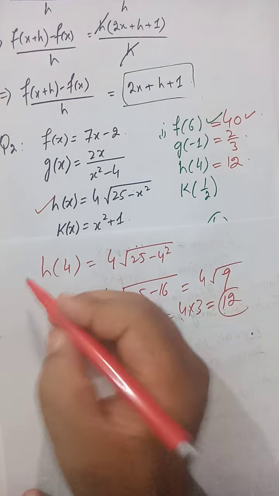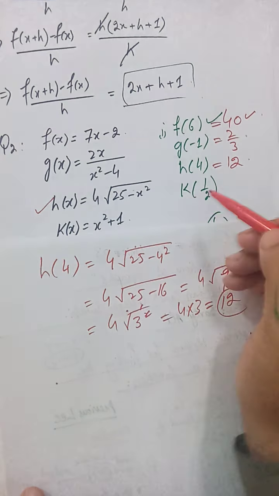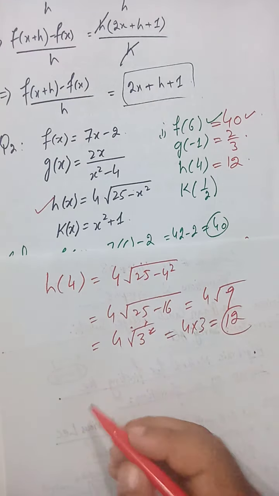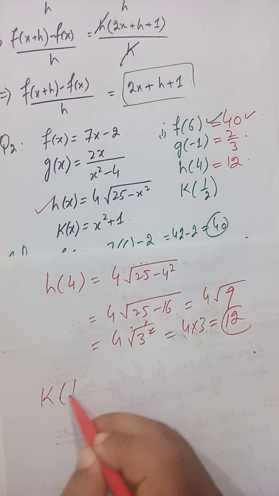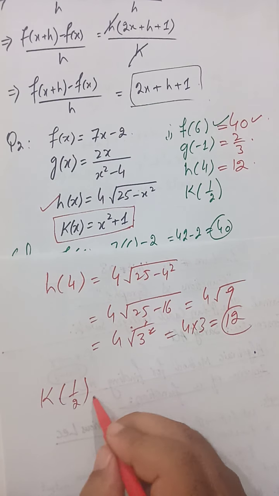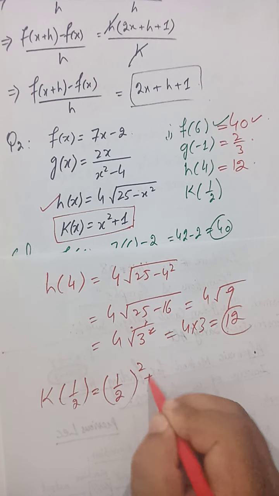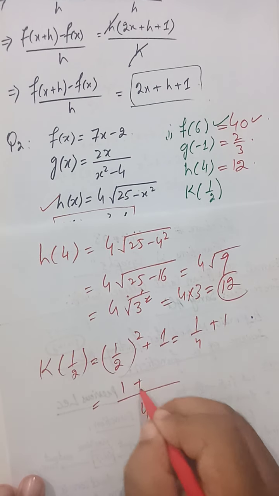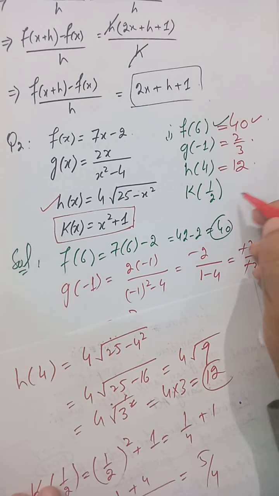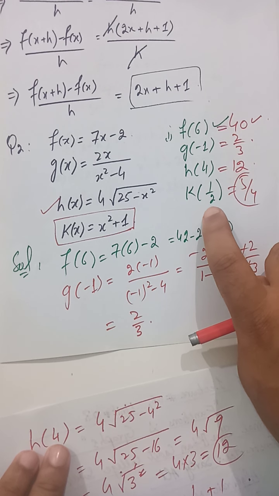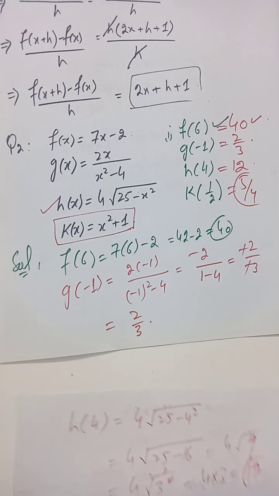And now in part 4, you need to calculate k of 1 by 2. So just replace this x by 1 by 2. This is the definition of k of x. Replace x by 1 by 2, meaning the argument by 1 by 2 whole square plus 1. So this is 1 by 4 plus 1. I am taking the LCM. 4 is the LCM, so 1 plus 4, so 5 by 4. So this 5 by 4 is the image of 1 by 2 under the function k. So this is part number 1 of question number 2.